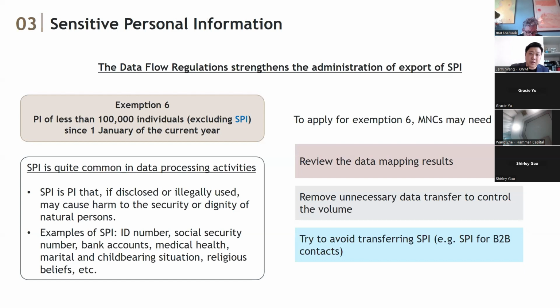So what companies need to do, based on the mapping results, is this: when seeking the exemption in scenario 6, try to control the volume transferred outside every year, trying not to exceed the thresholds provided by the quantitative exemption. And also, if you are transferring any sensitive personal information, even one piece, take a second thought on that. For example, we generally consider it's not necessary to transfer the sensitive personal information of any B2B contacts, right? So if you are accidentally transferring any SPI that is not useful or necessary, let's remove it so that we can better suit exemption 6, the quantitative threshold.